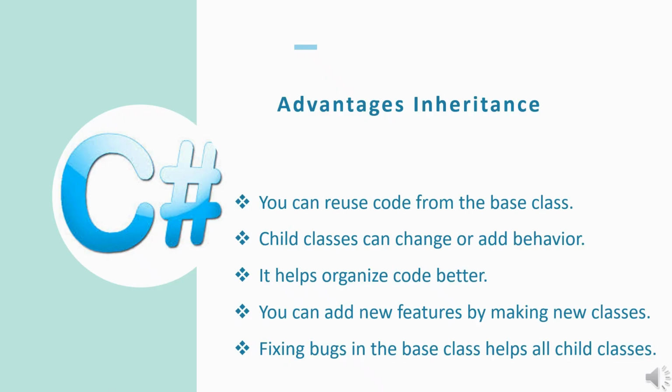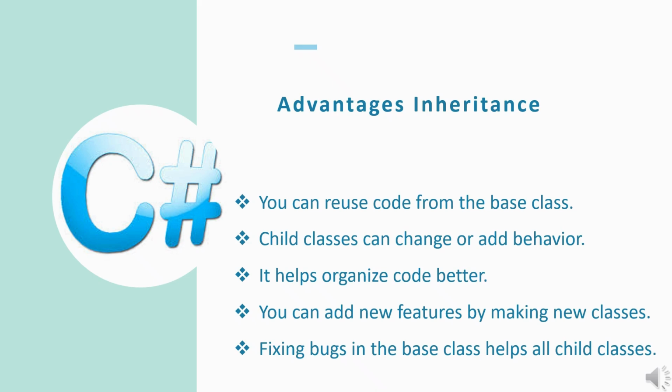Advantages of inheritance, with simple explanations. 1. You can reuse code from the base class. Means instead of writing the same code again, child classes use the methods and properties from the base class. 2. Child classes can change or add behavior. It means child classes can have their own methods or change how base class methods work.